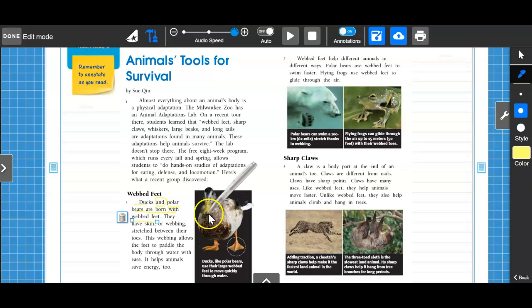Good. But if you also look at the picture and the caption underneath, if we read that, there's a word in there that also shows how they're similar. It says, ducks, like polar bears, use their large webbed feet to move quickly through the water. Can you find the word that shows how ducks and polar bears are similar? If you said like, that's correct.